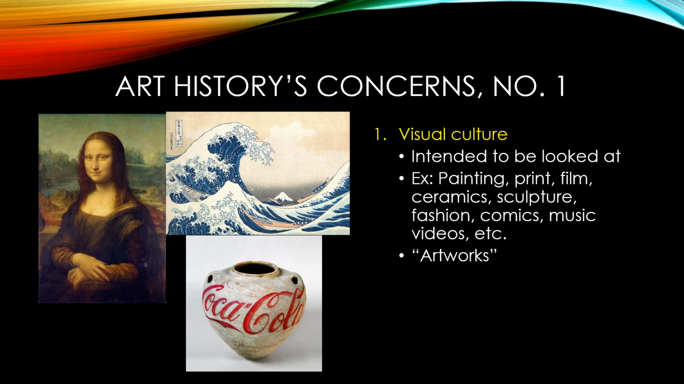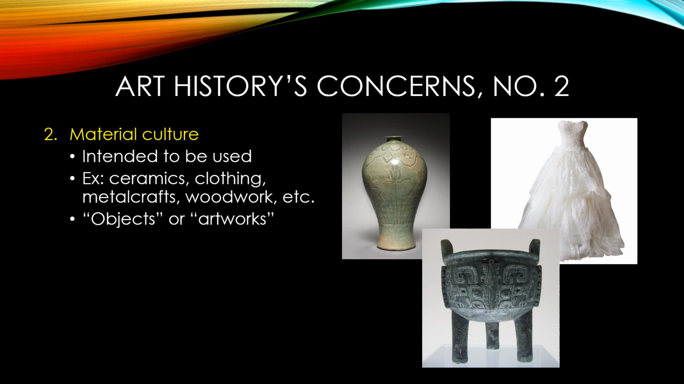Art history as a discipline is concerned with several questions, each of which is related to either visual culture or material culture. Visual culture generally refers to anything that is intended to be looked at, like a painting or print. These tend to be called artworks. Material culture generally refers to anything that is intended to be used, such as a ceramic vessel or a silk robe. These tend to be called objects, although artwork is also common. However, whether an object or artwork counts as visual culture or material culture is also dependent on the question that I ask about it.